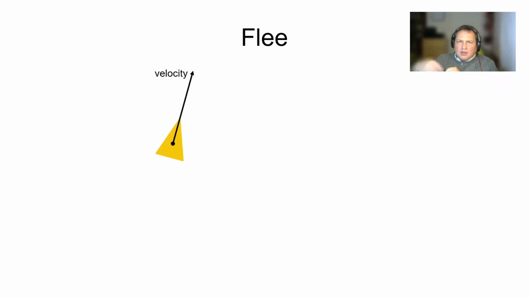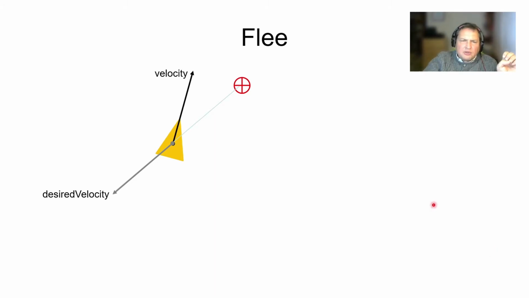So again, we have an agent. This time it would be a rabbit, and we have some kind of a goal, but the difference now is that the agent wants to move away from this object here. Therefore, the desired velocity will be pointing this way. Okay, but apart from this detail, everything else is exactly the same as previously.